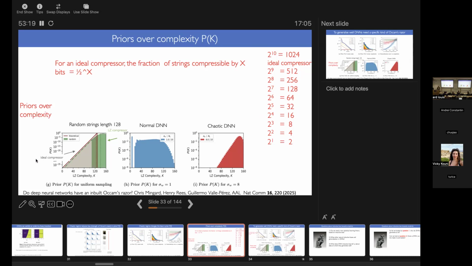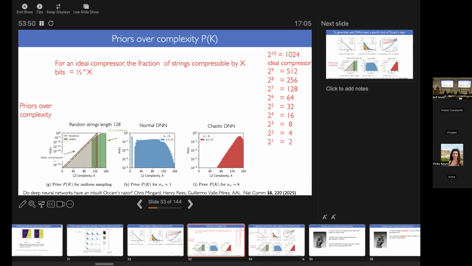So if I just want to calculate the prior, how likely am I to get a string of complexity k, and I look at all possible strings, then that goes as 2 to the power k. This k is my magic complexity from some magic compressor. What you see here is how many strings you have of complexity k for this particular problem, like 128. You see the vast majority of them are complex. In fact, 50% of them can only be compressed by 1 bit, 75% by 2 bits.